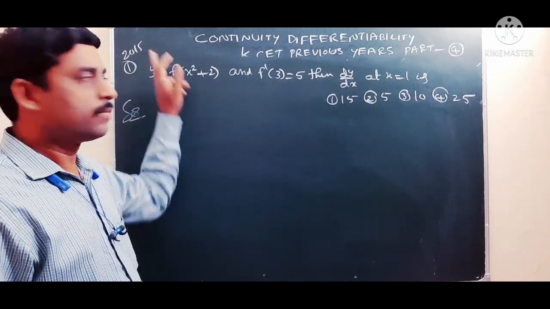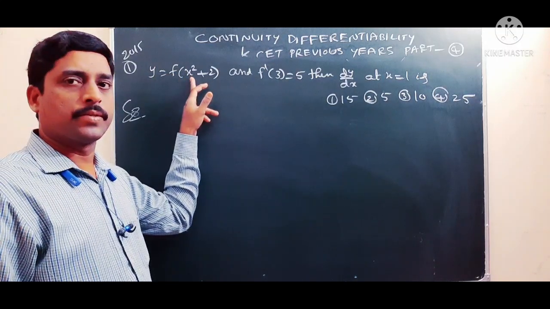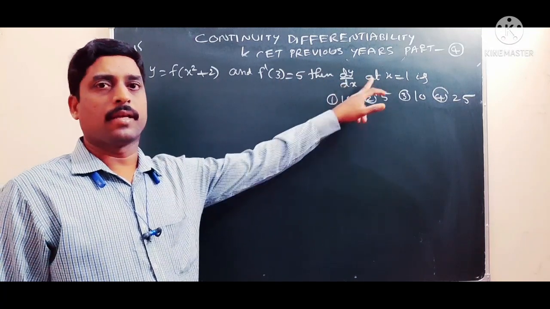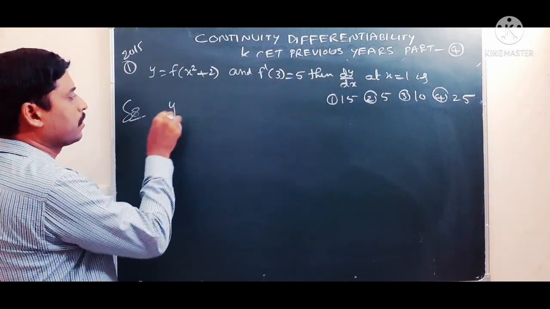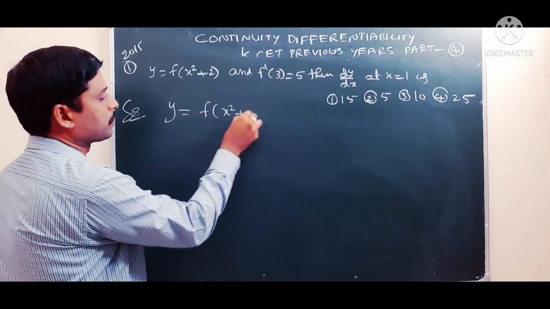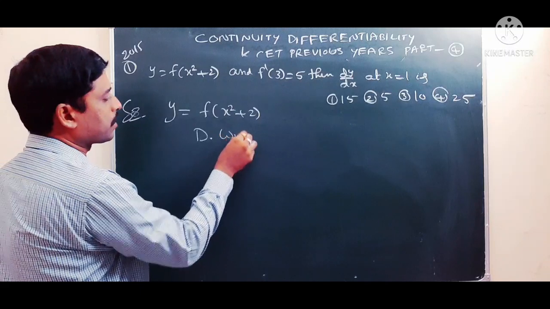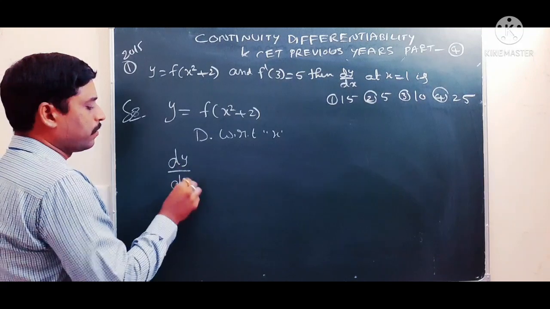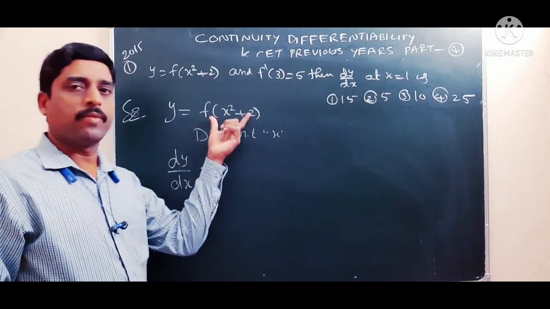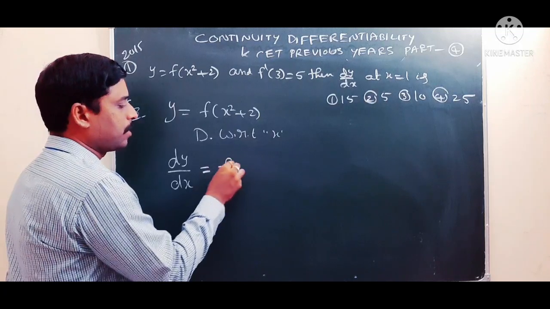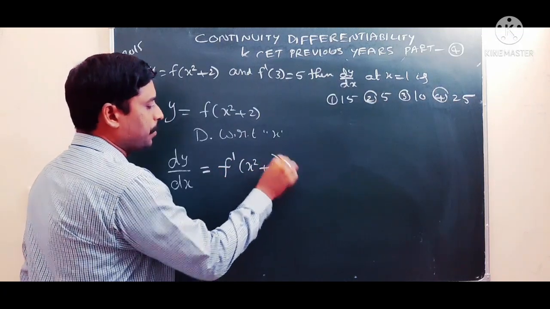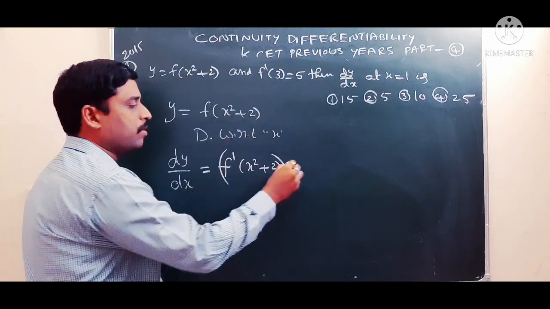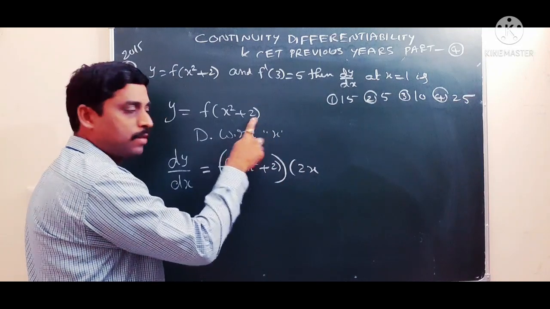This is from 2015. So y is equal to f of x square plus 2 and f dash 3 is equal to 5 given. We have to find dy by dx at x is equal to 1. So what is given? Y is equal to f of x square plus 2. Now derivative with respect to x on both sides. Derivative of y, we get dy by dx. Derivative of f of x square plus 2 will be f dash of x square plus 2 into the derivative of x square plus 2 by using chain rule. Derivative of x square is 2x and derivative of 2 will be 0.